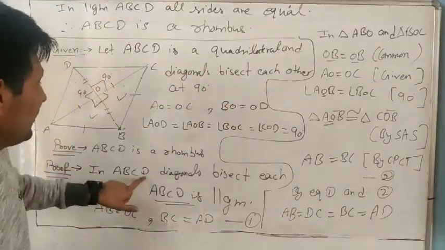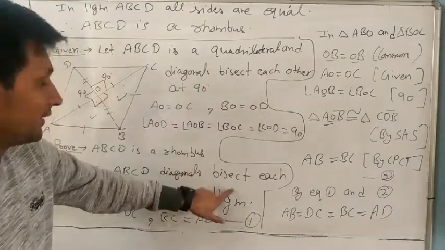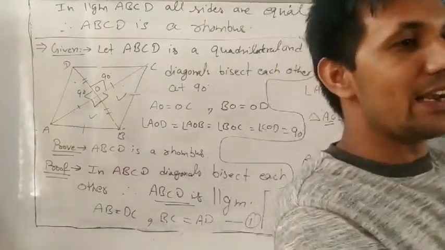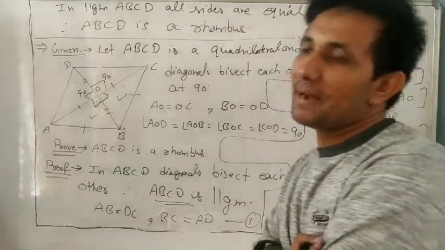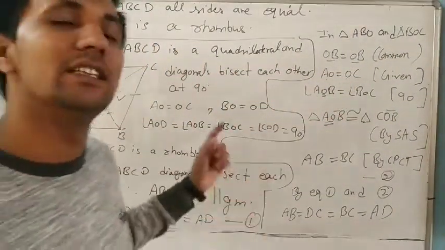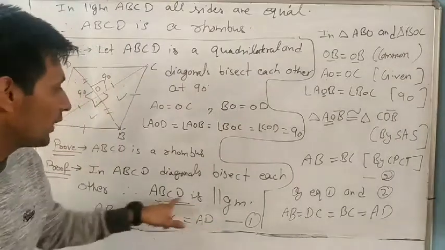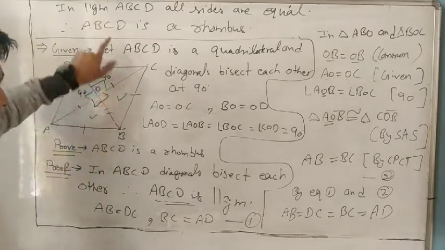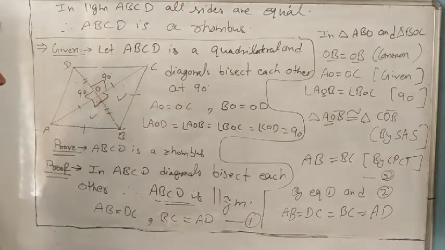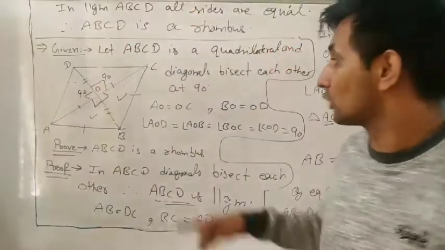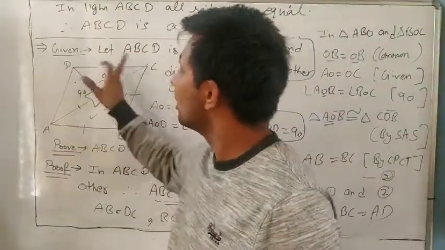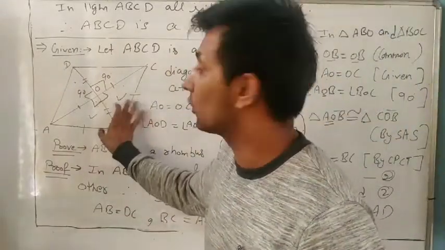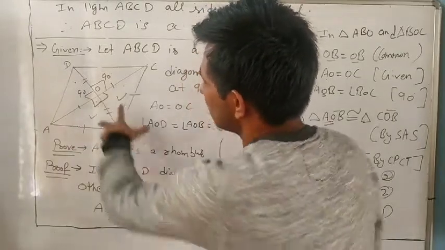So proof. We know in ABCD the diagonals bisect. So therefore ABCD is a parallelogram. We already know this property: if in any quadrilateral the diagonals bisect, or opposite sides are equal, then this quadrilateral is always a parallelogram. If ABCD is a parallelogram, it means AB equal to DC, BC equal to AD, the opposite sides are equal. But we want to prove that all sides are equal. So we will take two triangles in which AB and these two sides are included. Suppose we take this triangle and this one.